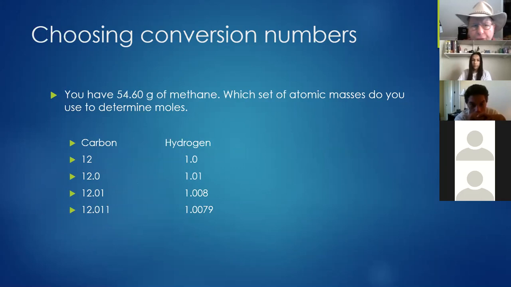You have 54.60 grams of methane. Karina, which conversions do you use? The bottom 2. Bottom 2 would work.